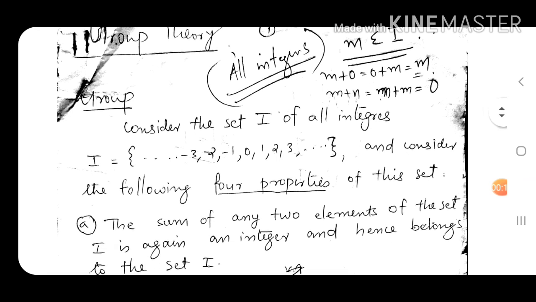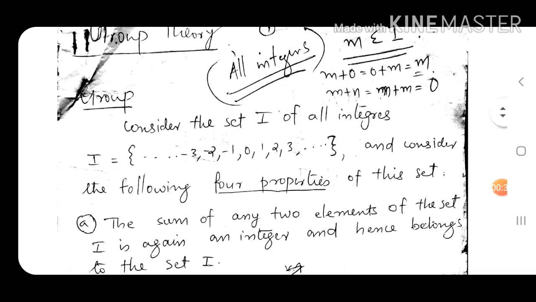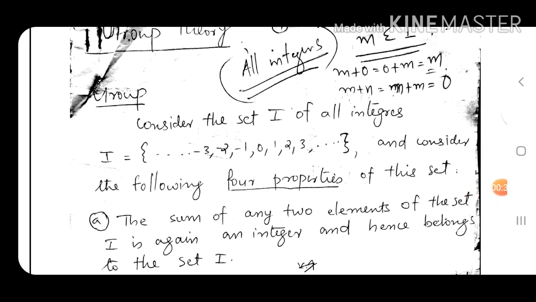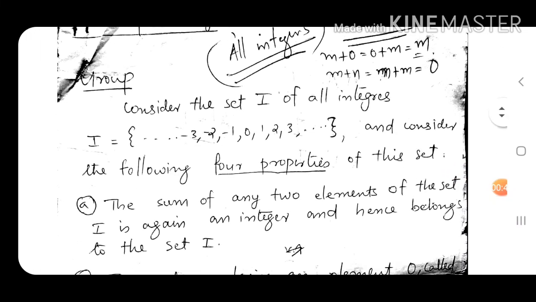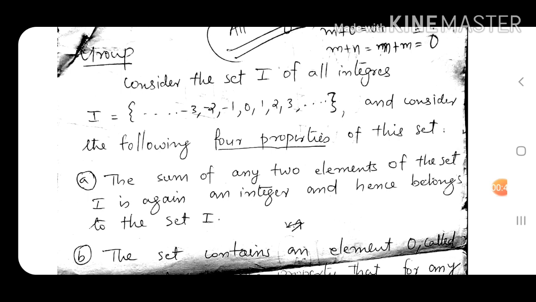Suppose we have a set of elements. For example, we consider a set I. I denotes the set of all integers. So here I is the set of all integers, as shown here. And the integers in this set have four properties.